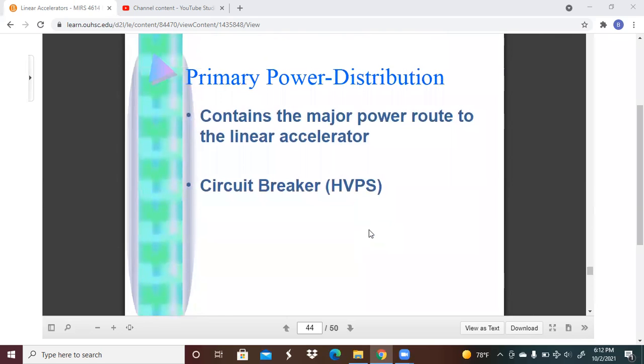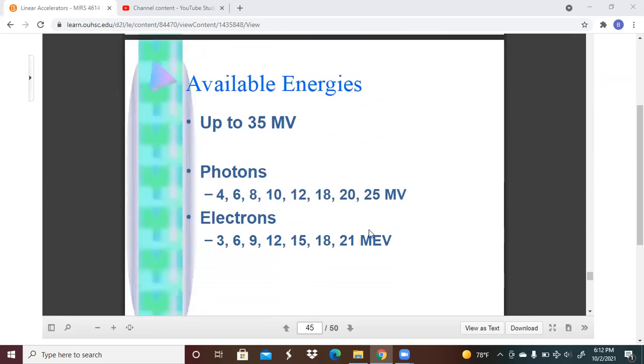You've got a primary power distribution, which contains the major power route to the linear accelerator. You've also got a circuit breaker there. You've got available energies, usually up to 35 MV, although outside of a proton facility, I've never really heard of anything that high being used. These are common photon energies that you'll run across. I have never seen a 21 MeV electron used.